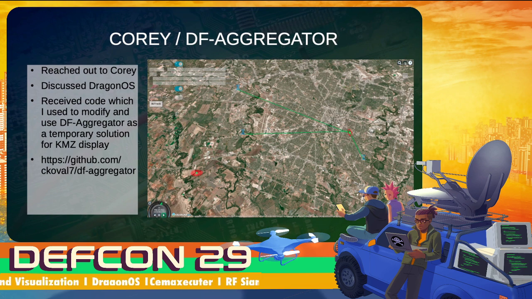Again, you can see where you can get DF-Aggregator there on GitHub. Everything I'm showing is already incorporated into DragonOS, but if you wanted to go out and check these out individually, there are the links. You can find out more about that.